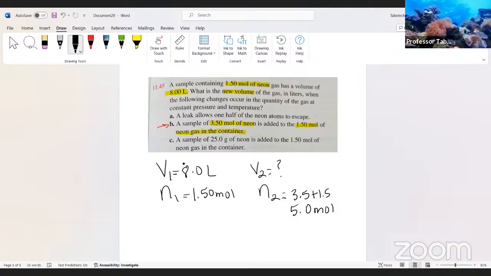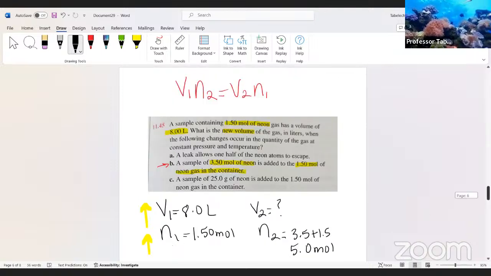Now, what did you notice here? Our moles increased. Since our moles increased, you know your volume is also going to increase. So whatever answer you're looking for must be greater than 8.0 liters. So because we're looking for V2, you're going to go back to your formula again, okay, right here.